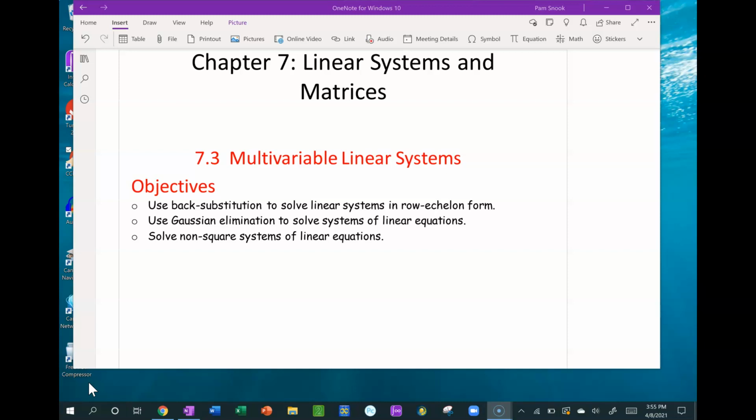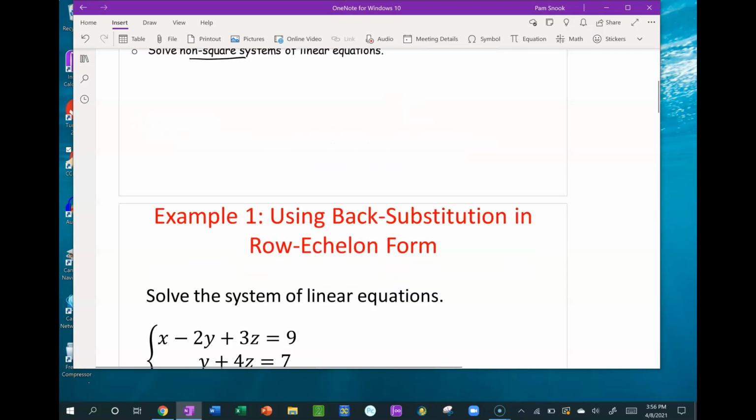We're now going to go to systems that have three variables. So think of it as x, y, and z. And our objectives today are to use back substitution to solve the linear systems in row echelon form. We're going to use Gaussian elimination to solve the systems, and we're going to solve non-square systems.